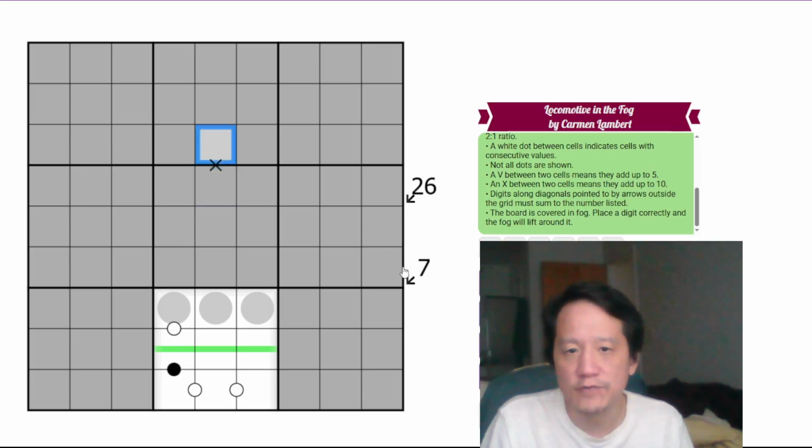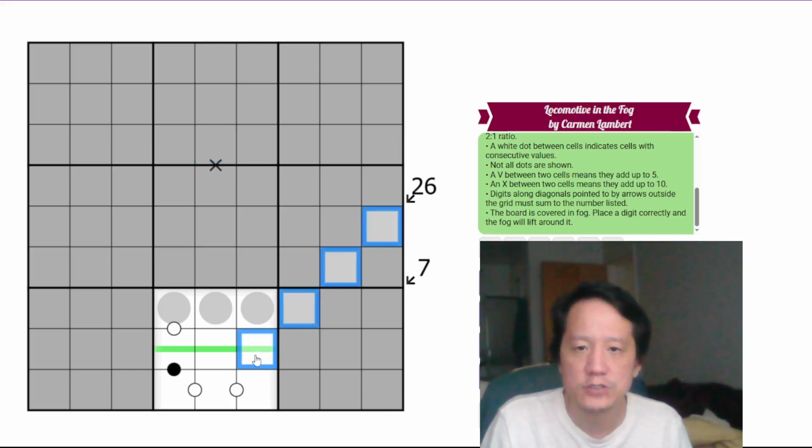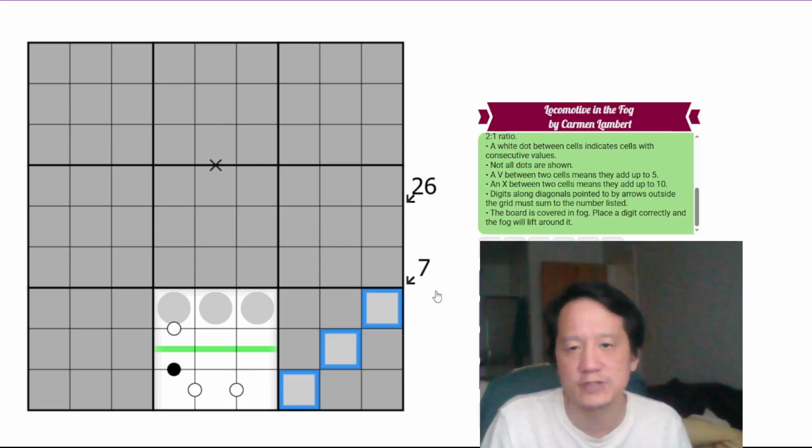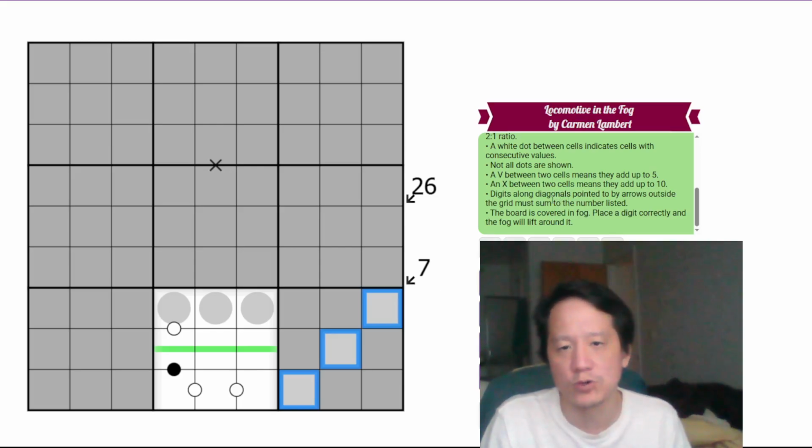We also have little killer clues, which are digits along a diagonal pointed to by arrows outside the grid must sum to the number listed. So for example, these 5 digits must add up to 26. These 3 digits here must add up to 7. And that's how little killer works.